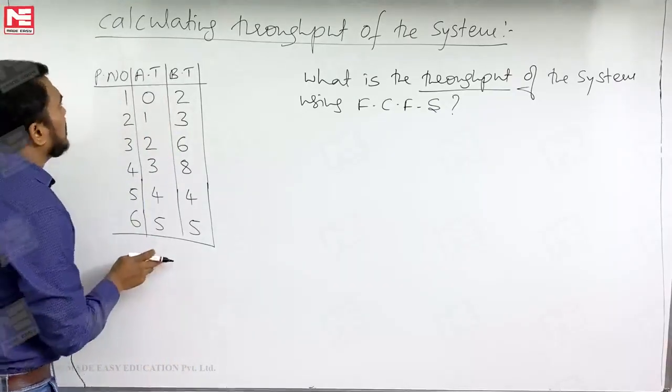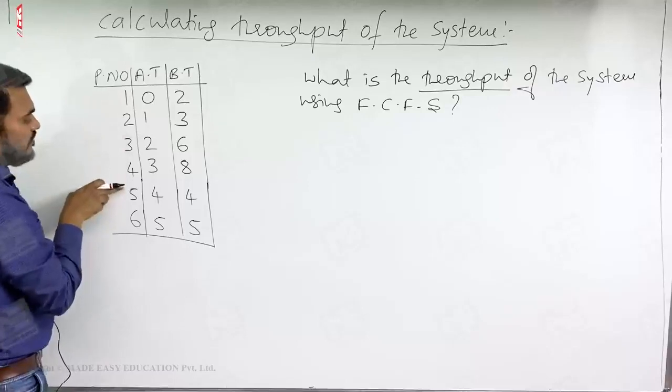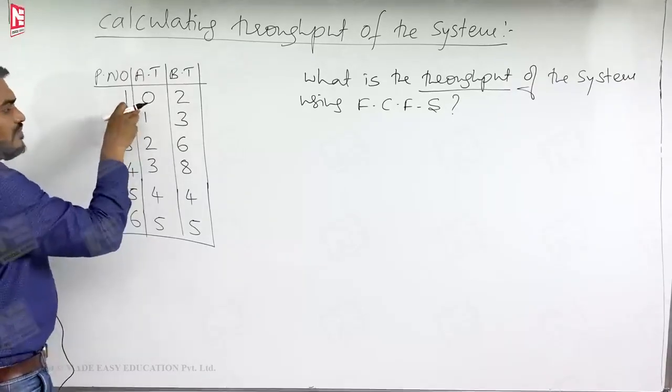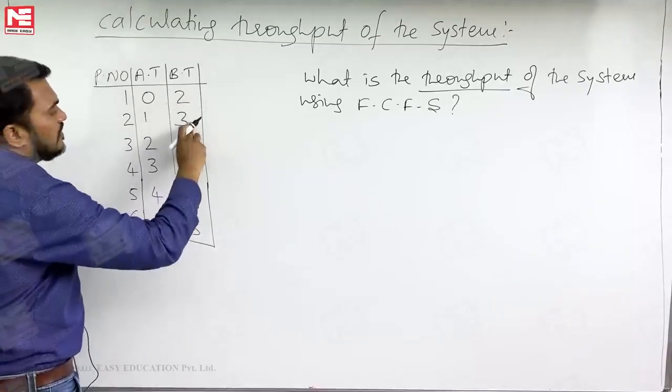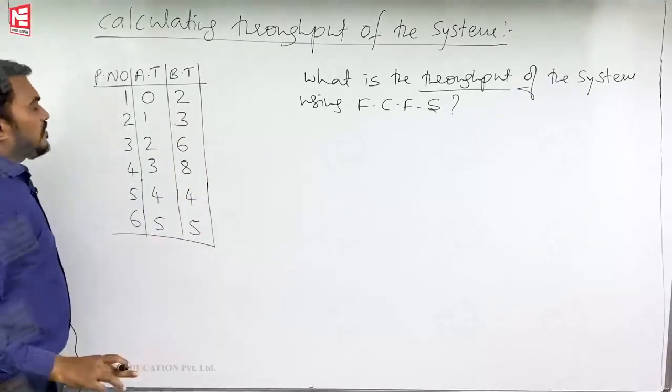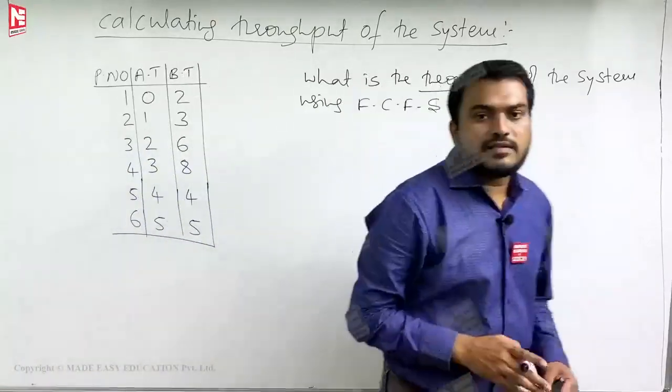So copy this question here. Process number, arrival time and burst time. Processes 1, 2, 3, 4, 5, 6, arrival times 0, 1, 2, 3, 4, 5, and burst times 2, 3, 6, 8, 4, 5. These are the burst times given to you, and you just need to find out the throughput of the system.